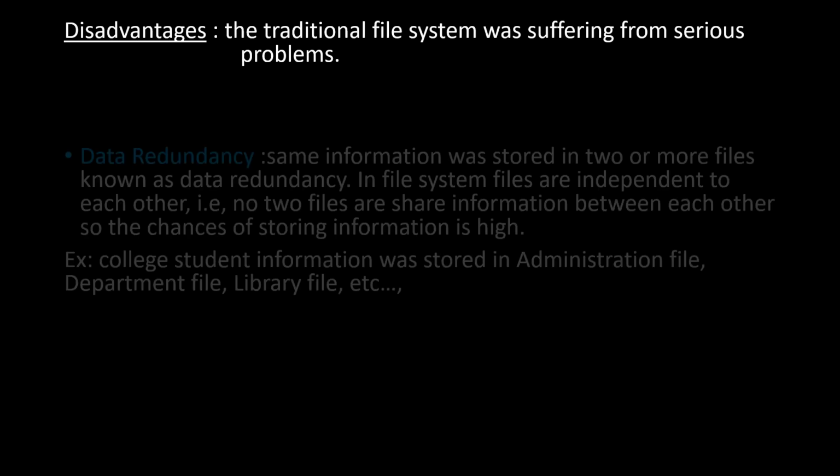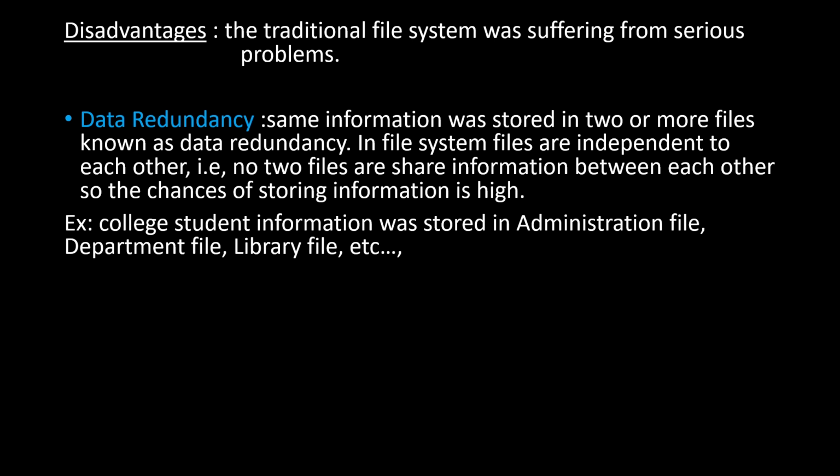In the traditional file system, we have a few disadvantages. The first one is data redundancy. Data redundancy is nothing but the same data stored in multiple files. Here, the files are independent of each other. They do not share information among themselves. So, storing the same data in multiple files will make the memory usage high. For example, college student information is stored in the administration file, department file, library file, and so on.